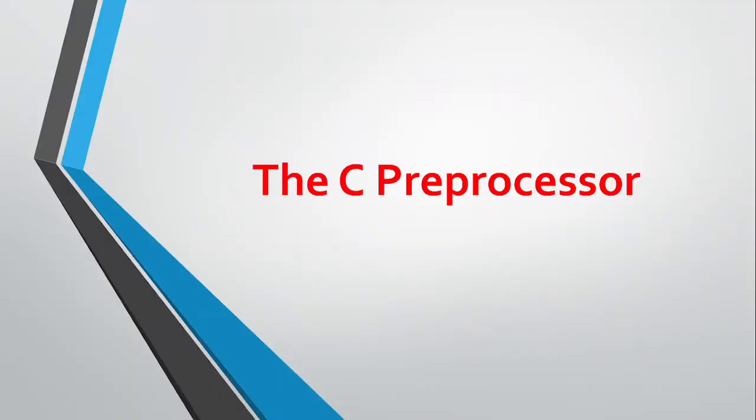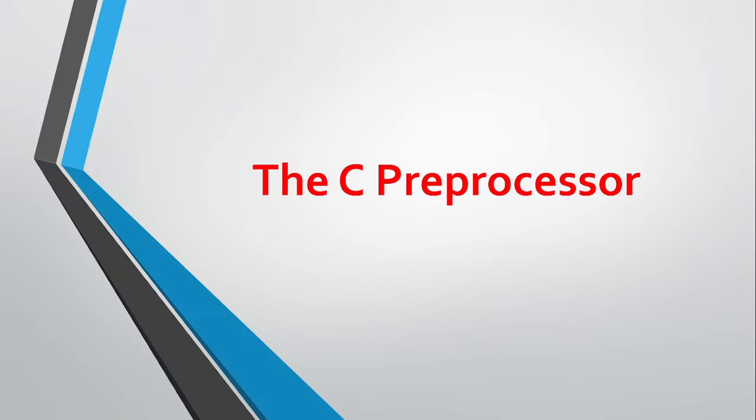Good evening, students. So we start with this topic, that is the C preprocessor. In the C language we use the C preprocessor generally, and it is not part of the compiler. It is a separate step in the compilation process. As the name implies, a preprocessor is a program that processes our source program before it is passed to the compiler.